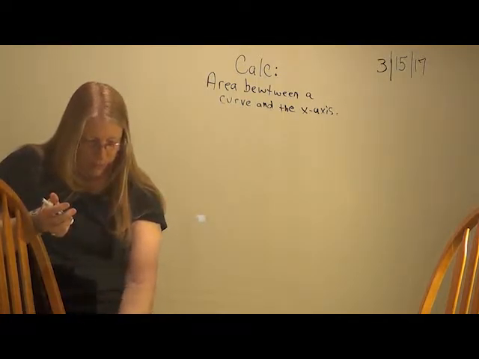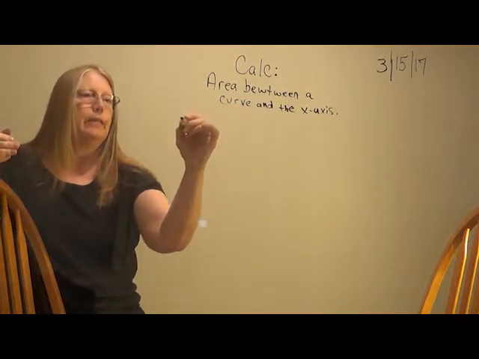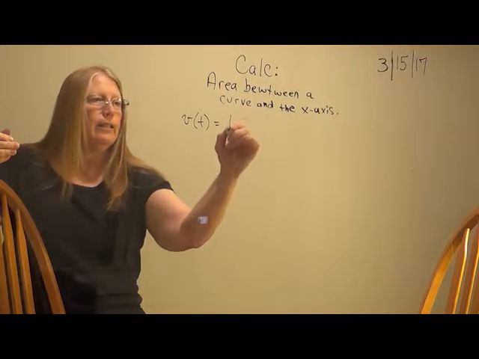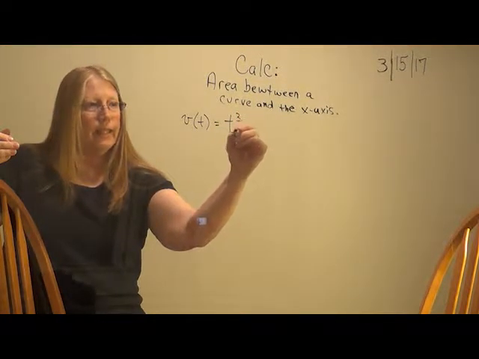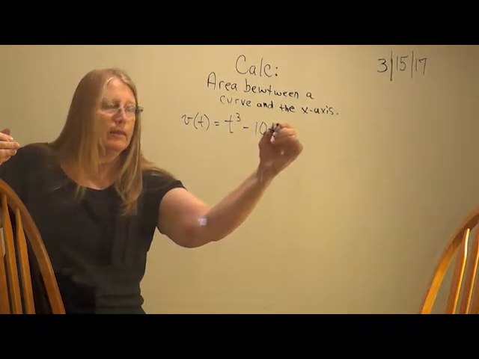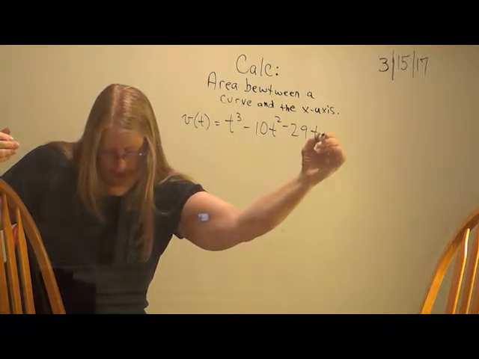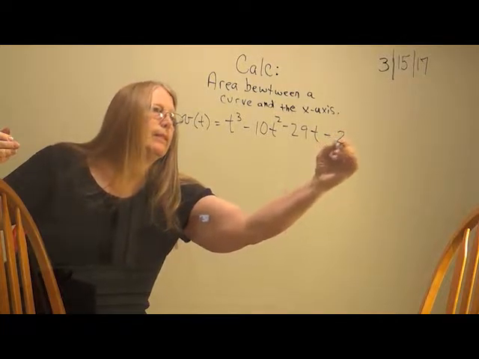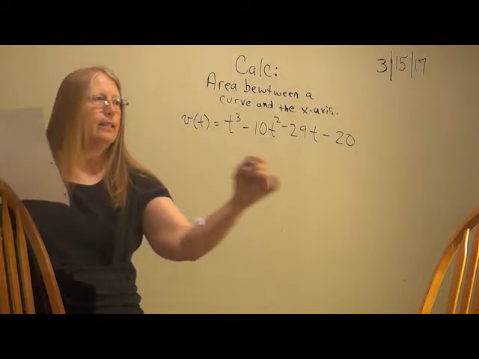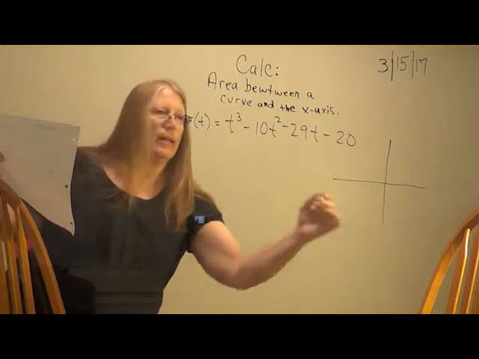The one I want to do, and I don't know that I'm going to do it every little step, but enough that you get the theory. I'm going to give you the velocity of an object, and velocity at any time t is t cubed minus 10t squared minus 29t minus 20.